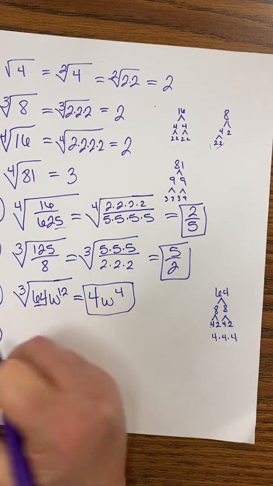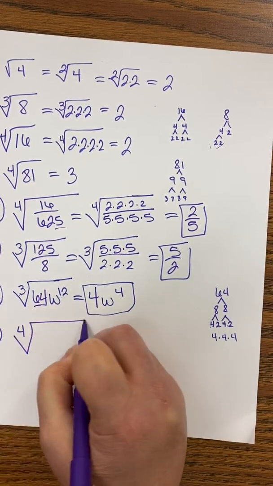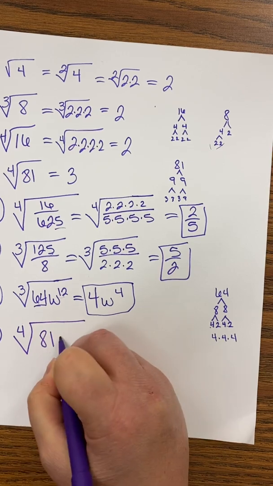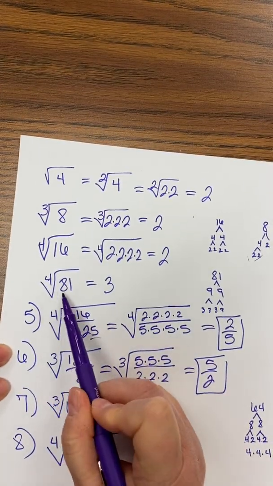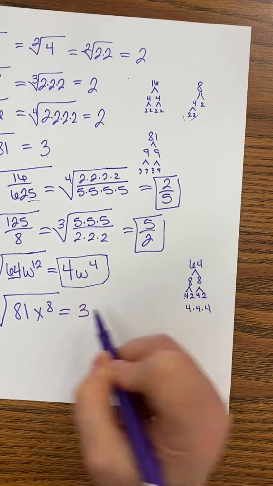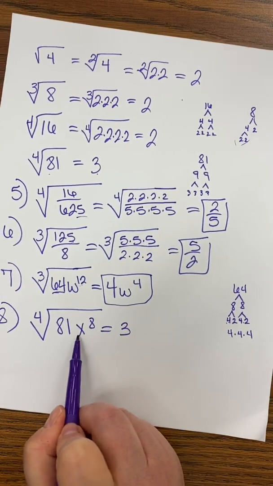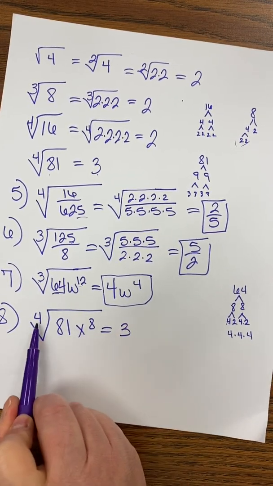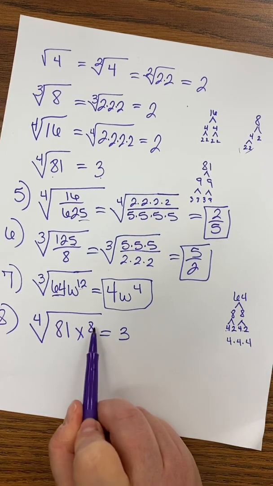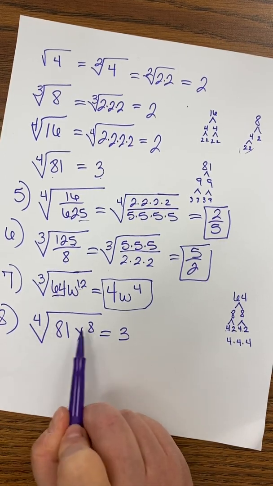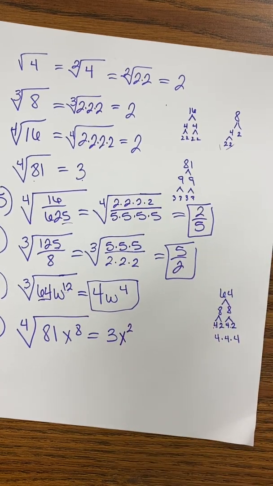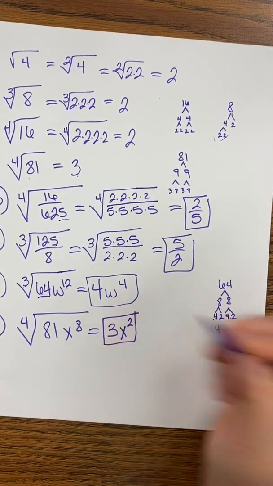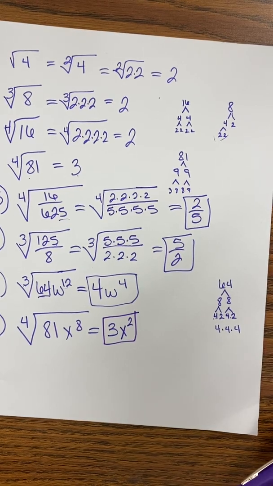All right, one more. So this one's going to be a 4th root of 81x to the 8th. Well, guess what? We already did 4th root of 81, which is 3. So we know that's 3. And then remember, when you have your variable and an exponent, whatever the root is, it's a 4th root, you're going to take that exponent and divide by it. So what's 8 divided by 4? 2. So your exponent is x to the 2nd power. And that's how you simplify those.